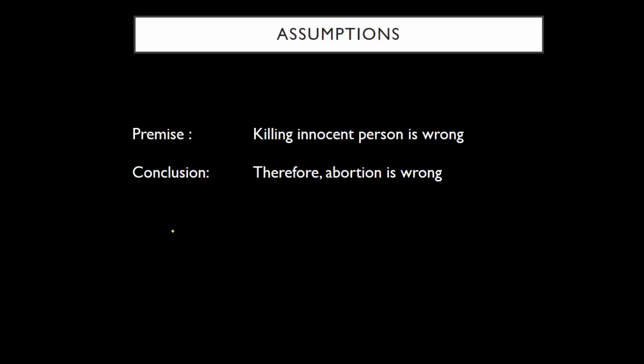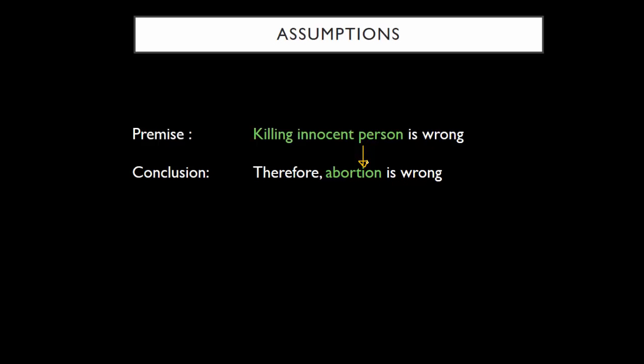So let's take an argument. Killing an innocent person is wrong. That's a premise. The conclusion is, therefore, abortion is wrong. Now look at the argument again. Killing an innocent person is wrong. Therefore, abortion is wrong. Don't you see a jump? It mentions killing an innocent person and then jumps to abortion, and that's kind of strange.